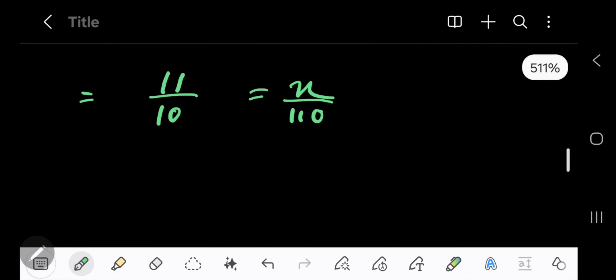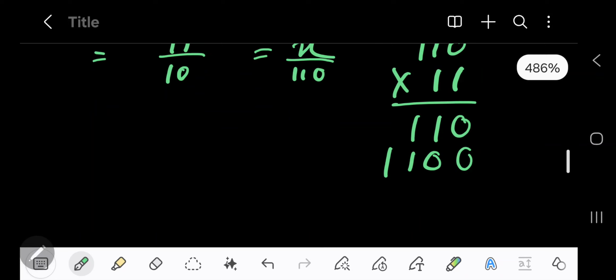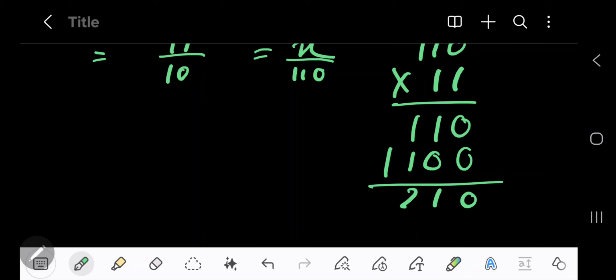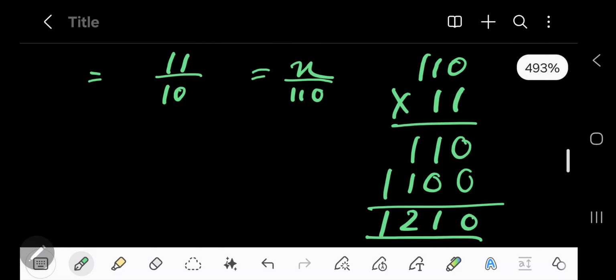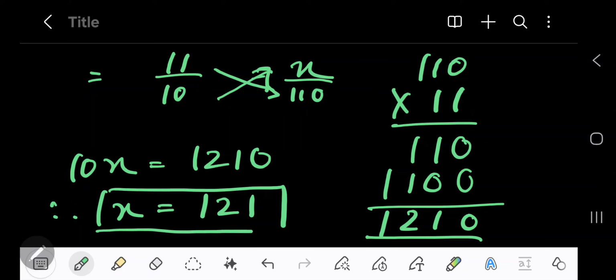When you cross multiply, 110 times 11 is 1210. So 10x equals 1210, therefore x equals 121, and that's the answer.